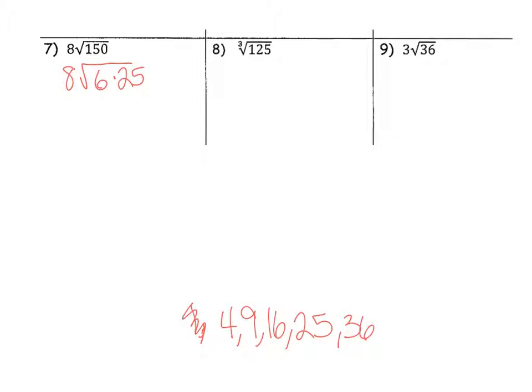The 25 can be taken out because it's a perfect square. 5 and 5, so you just put a 5. The 8 is still out there. What's in the square root now all by itself? Poor 6. So my final answer, let's do that math now: 8 times 5, 40. 40 rad 6.